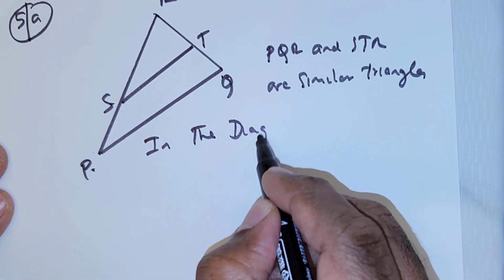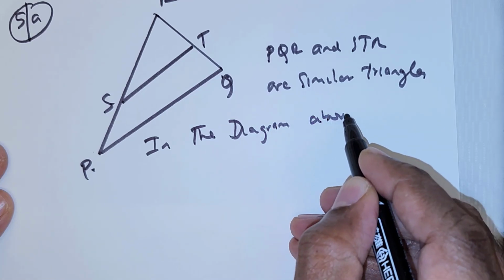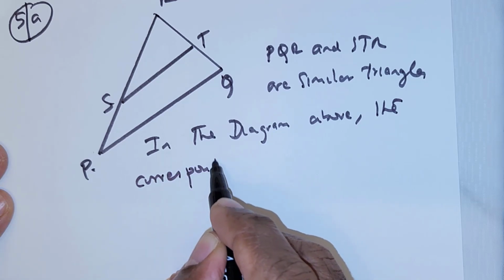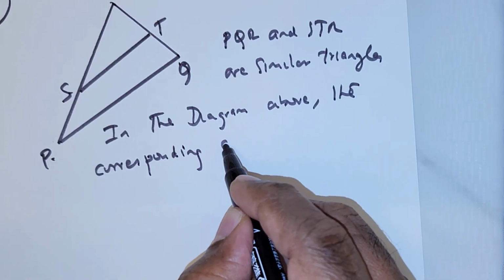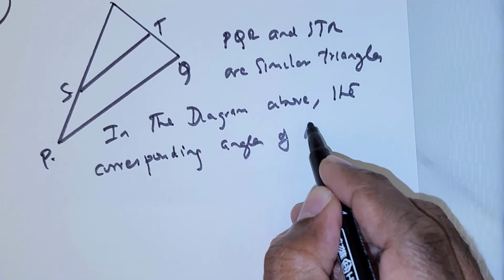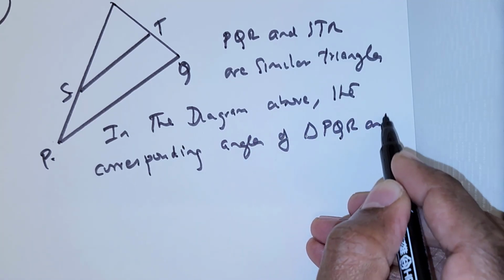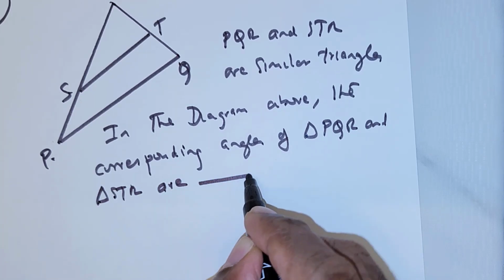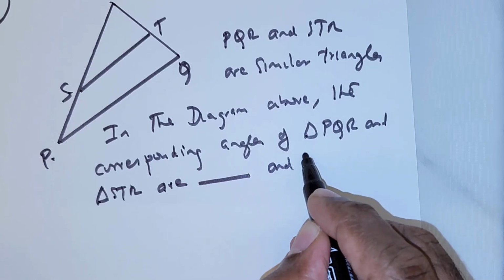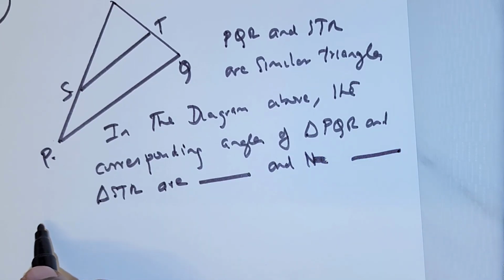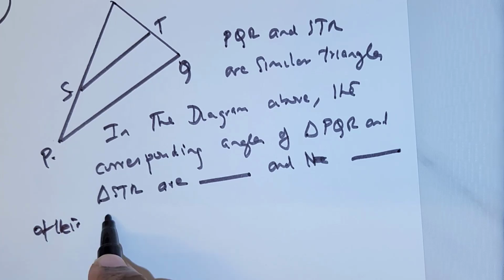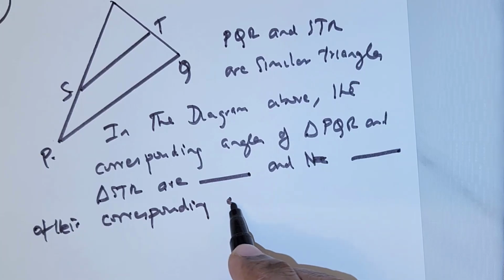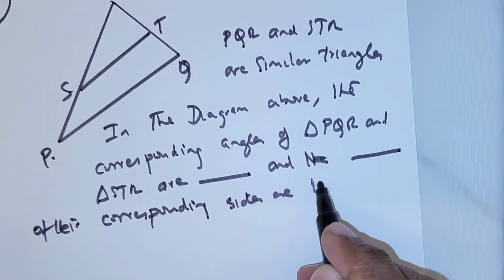In the diagram above, the corresponding angles of triangle PQR and triangle STR are dash and the dash of their corresponding sides are the same.